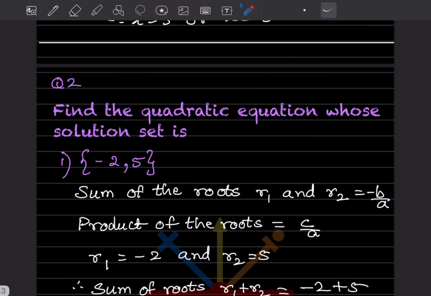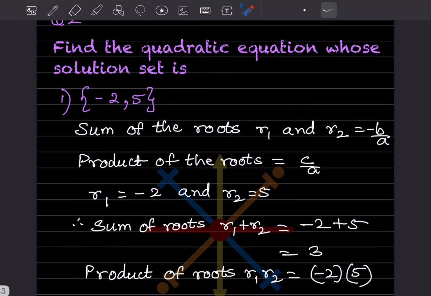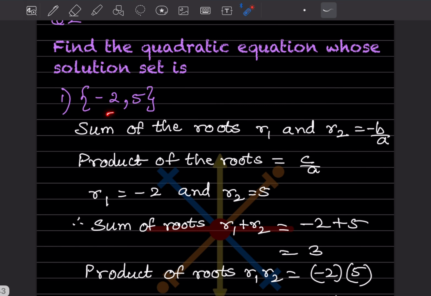Find a quadratic equation whose solution set is minus 2 and 5. So here, what is that? This is the solution set given, and you have to find an equation. Now, the sum of the roots r1 and r2 is minus b by a, and the product of the roots is c by a. Here, what we can see, this is given, this will be r1 and this will be r2.